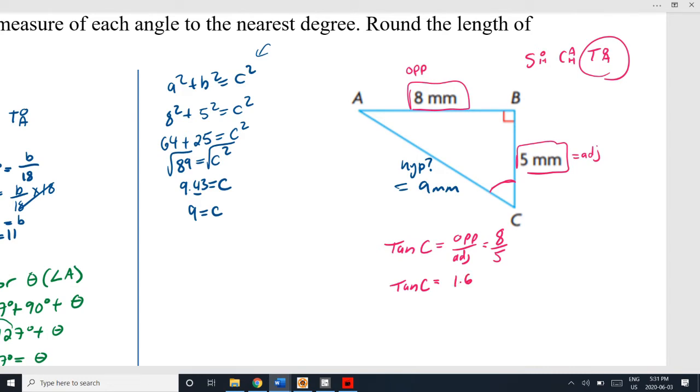Now to get the angle C, we just have to do the inverse of both sides. So we can take the inverse of this, so let me rewrite it. So tan inverse of tan C.